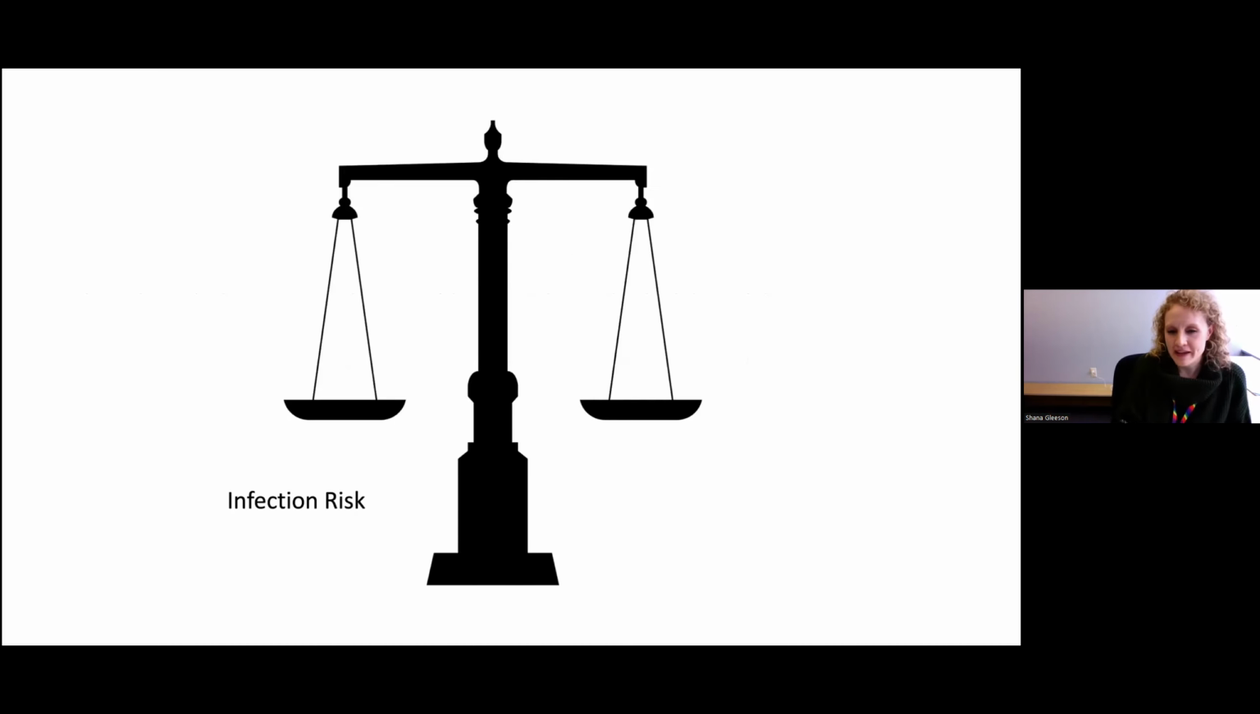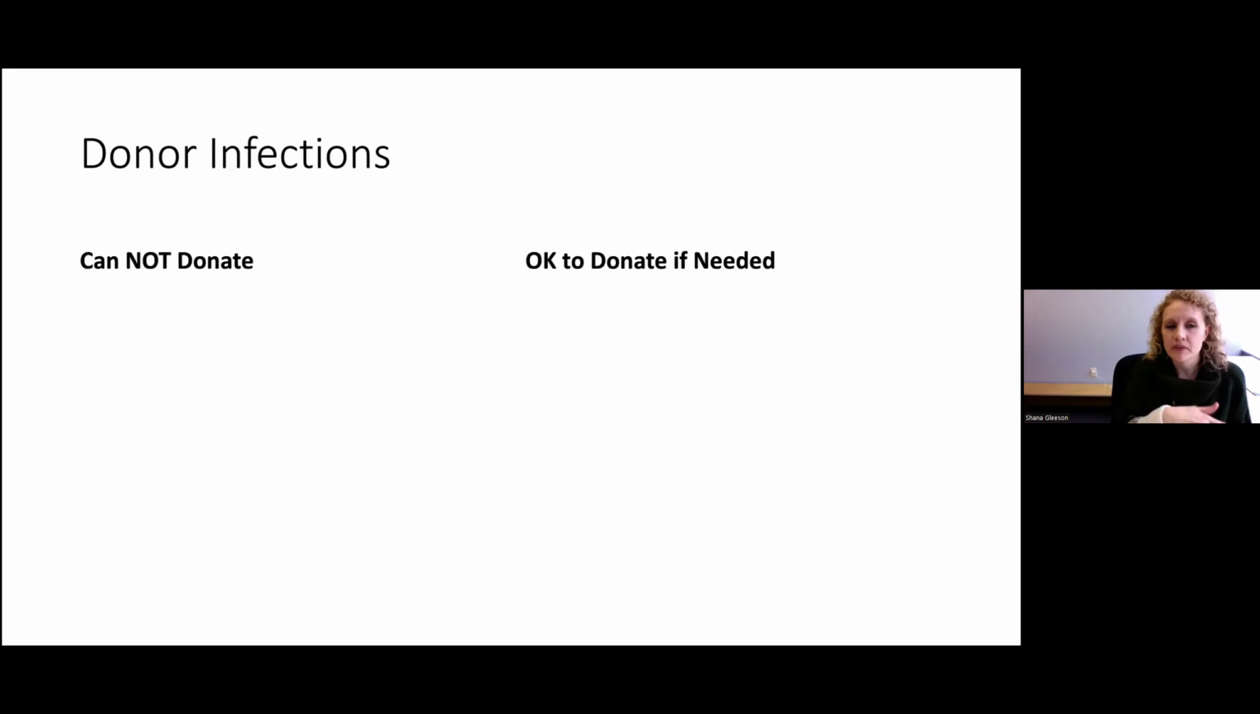So again, you're weighing that infection risk versus the risk of organ failure. So you have to think about what's going to happen if you potentially accept from someone with a known infection. There are some where you just can't, but it depends on what the infection is and what's going on. It's not uniform, like you can't use donors who are known to have infections, or you can.